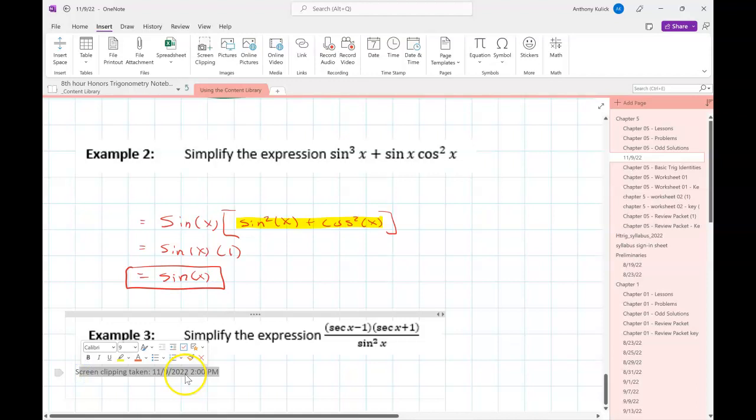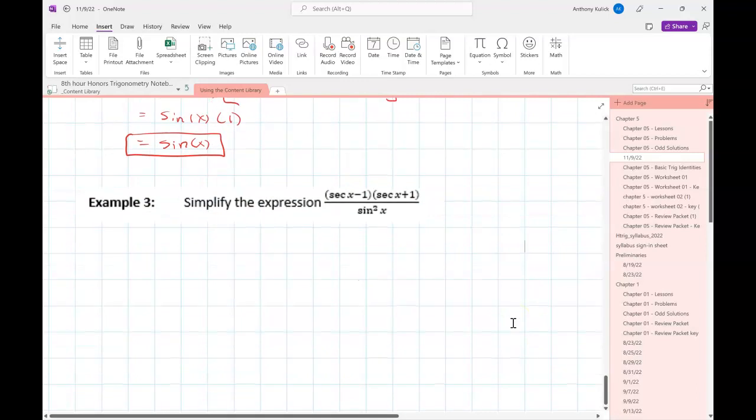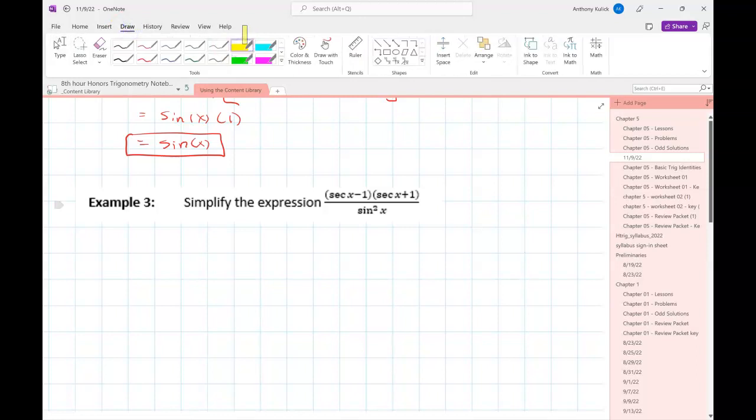Let's do another example. So here we have secant x minus 1 times secant x plus 1 all over sine squared x. Again, first thing I look for is anything algebraic to do. You guys see anything algebraic here? What do you think? FOIL. Yeah, you could FOIL that numerator out, right? That seems like a good idea. All right, real quick in your head, how do you FOIL that out? Just tell me the answer right now. It's a 1 second answer.